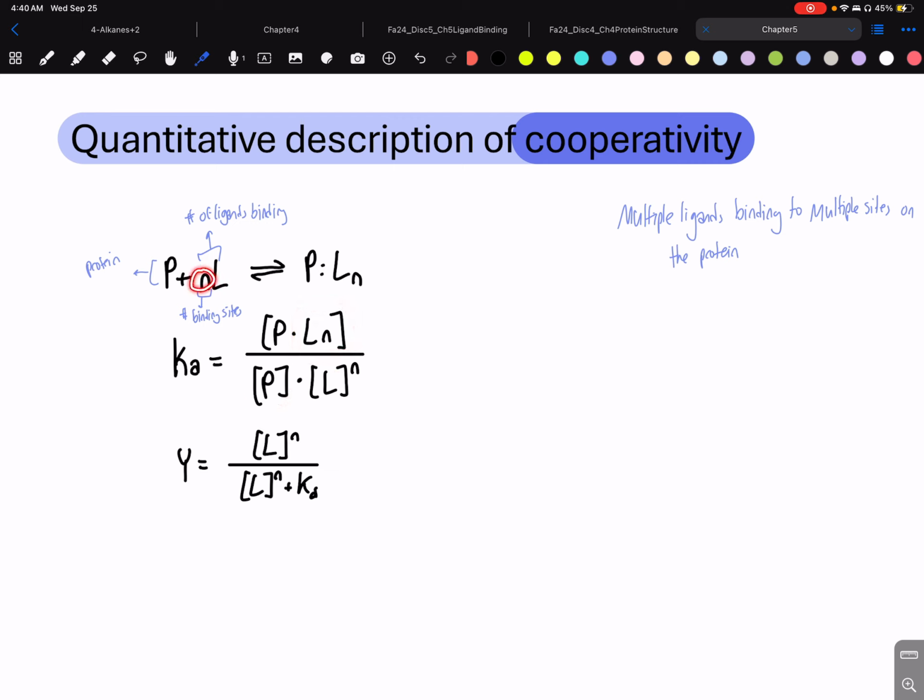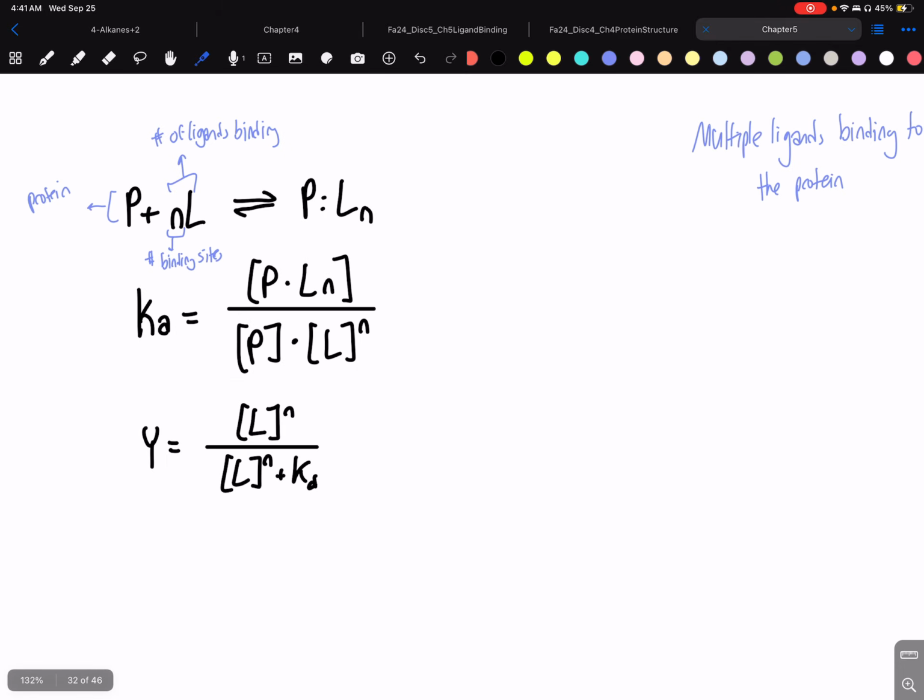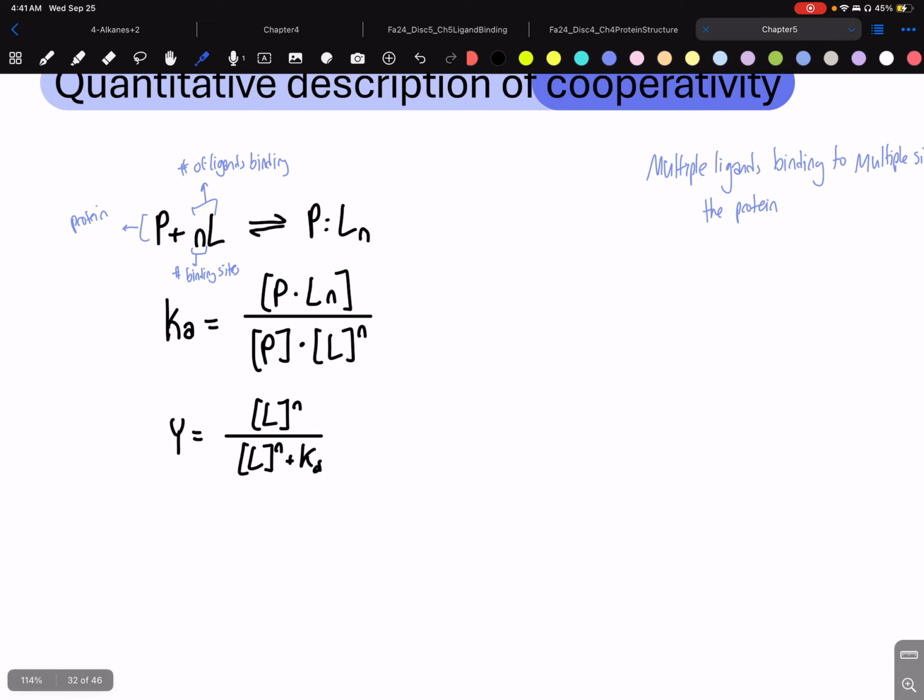And this n value changes where it's positioned a bit throughout this equation. So here it's a product with ligand, the number of ligands that are binding, and it becomes a superscript here, and then it becomes a superscript in this denominator. And from Ka to your fractional saturation or Y equation, you just have the concentration of ligand with the number of binding sites as the superscript on the numerator and denominator, and in the denominator you also add your Kd value.